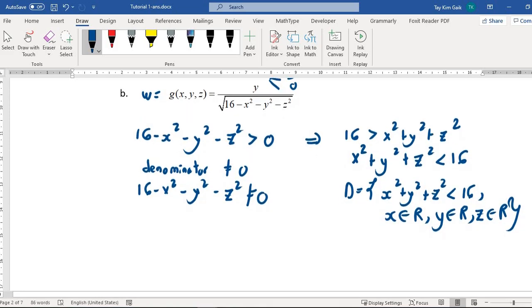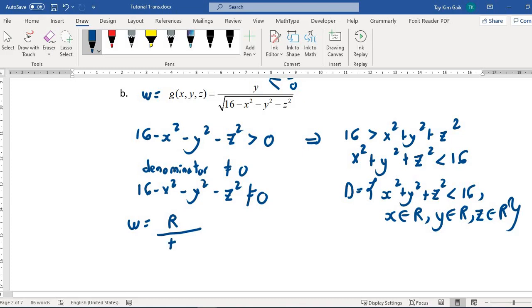Then how about the range? The range is actually, you have a W, y is a real number, divided by a denominator which is a positive value.